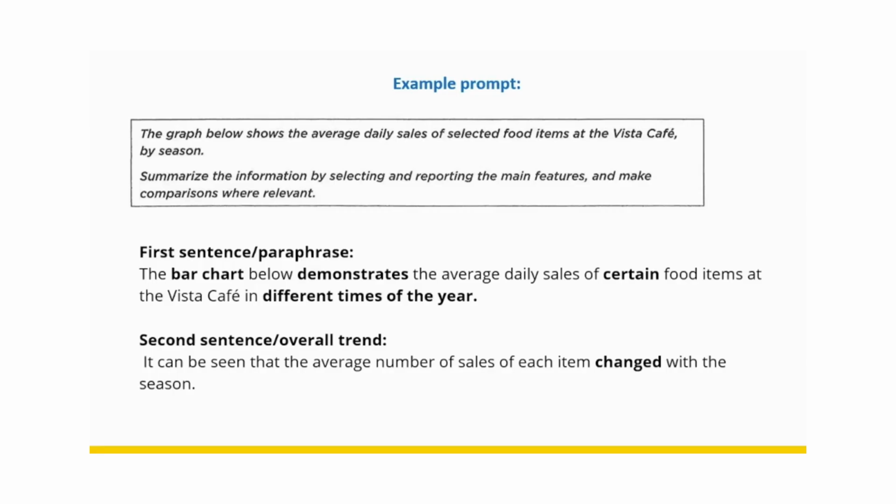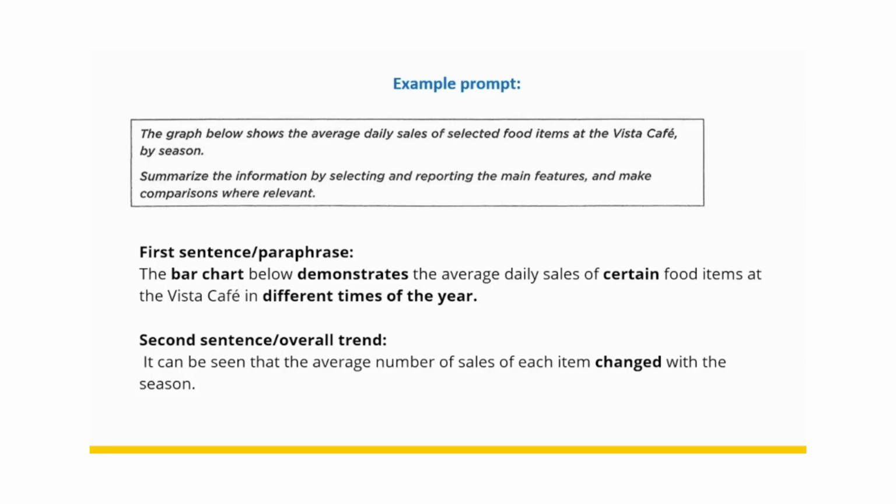So as you see, the first sentence is my paraphrase. So what I did was just changing a couple of words. So for example, instead of saying the graph below, I said the bar chart below. Instead of saying shows, I wrote down demonstrates the average daily sales of, instead of selected food items, I said certain food items at the Vista Cafe in different times of the year. So that was instead of by season. So as you see, I kept the same idea, but I just changed a couple of words.